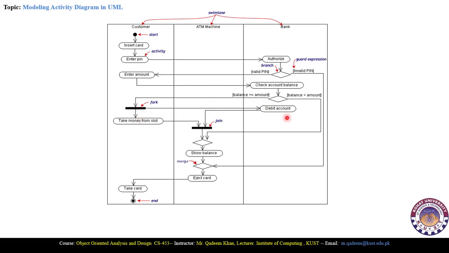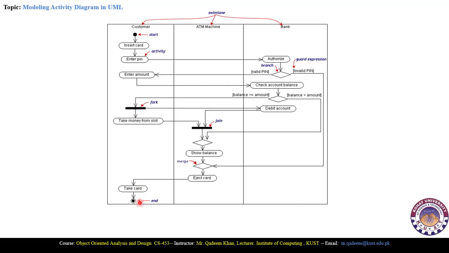Then the debit account will be debited for that particular amount, and the take money slot will be executed, which means that the money will be dispensed to the slot, and a "take money from the slot" message will be displayed on the screen. And here is the joining, and then show balance, which means that at the end the balance will be shown after deducting that particular amount from the total, so the net amount will be shown here. Then eject card will be performed, which means that the card will be ejected back to the customer and the customer will take the card.